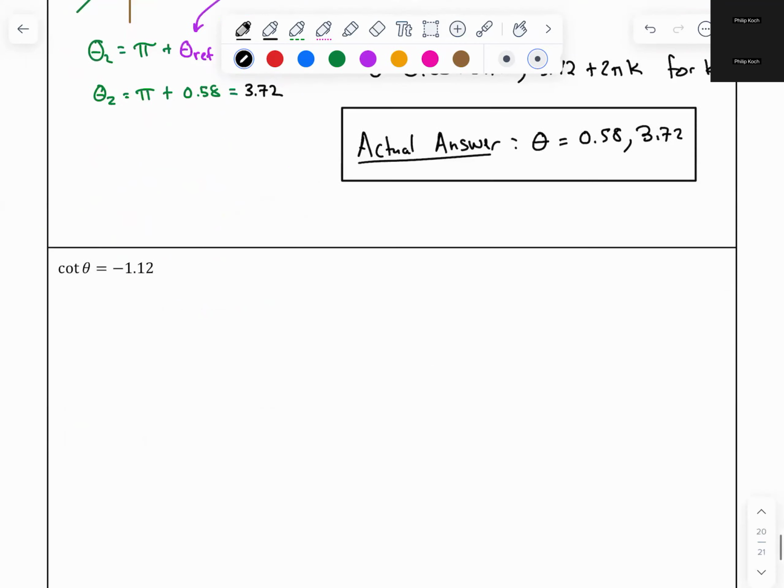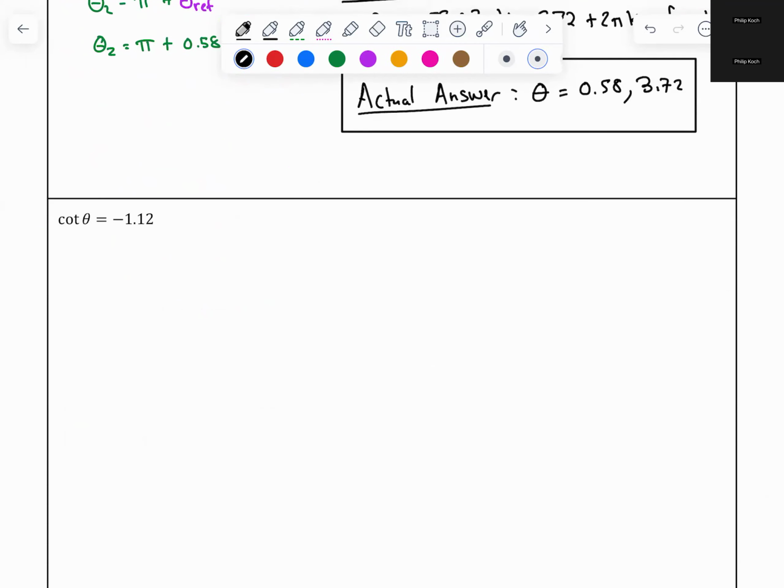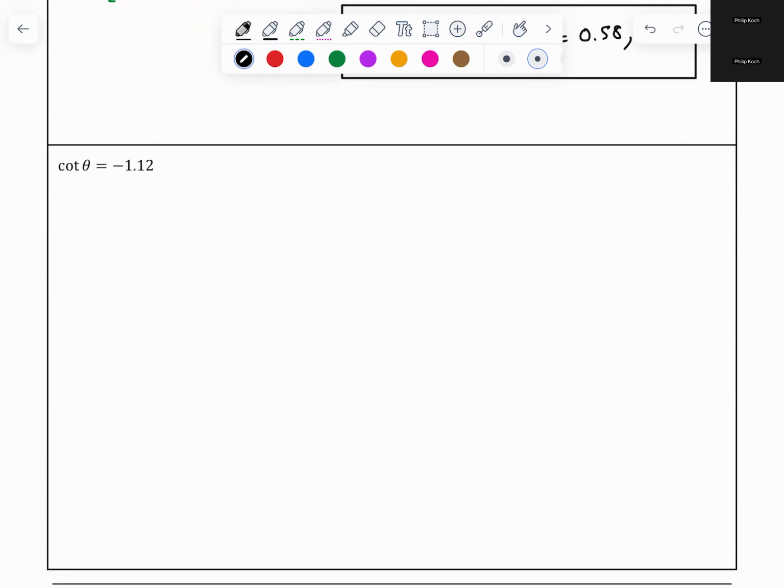Let's do another one together, and then we'll move on to the review. And if we still want to do another one of these, there is one on the review. So cotangent of theta is equal to negative 1.12. Now, there's no cotangent inverse button, so we have to convert this to tangent. Tangent of theta is equal to 1 over negative 1.12, because tangent and cotangent are reciprocals of each other.